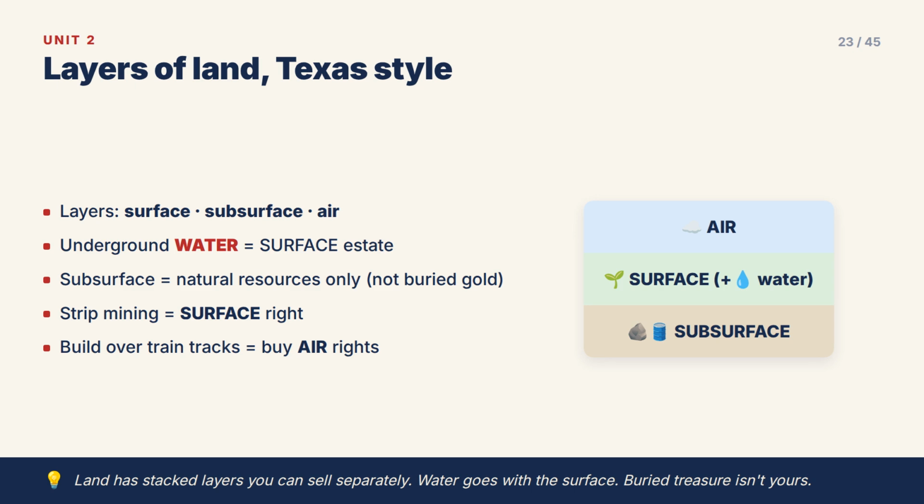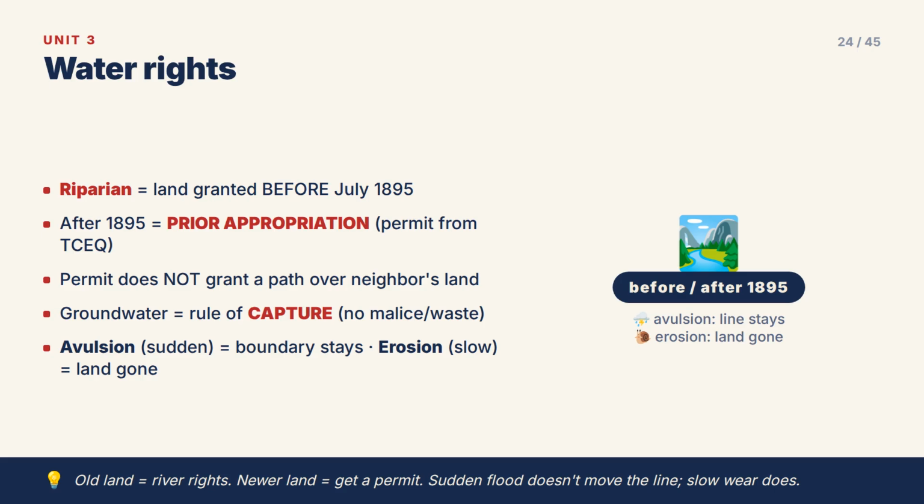Want to build over railroad tracks? Buy the air rights. And when an airport lands next to an existing neighborhood, homeowners can demand soundproofing or even a buyout. Land along a river carries riparian rights.